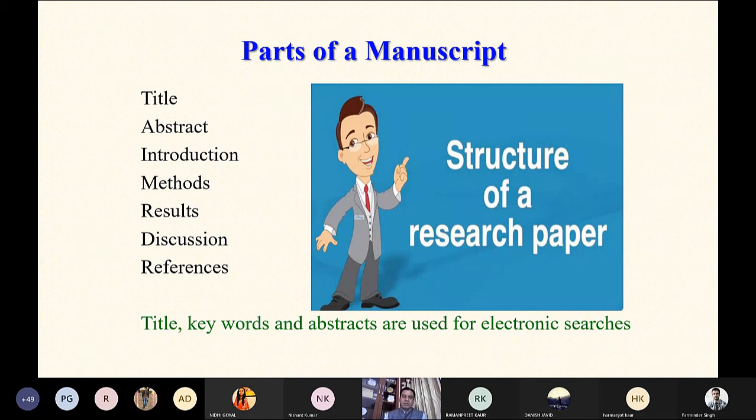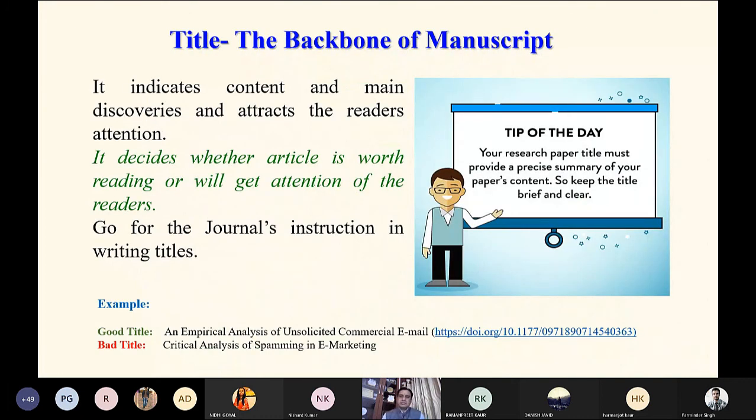All are important, and all of them are going to play an important role in developing the research manuscript. The title is basically the backbone of the manuscript, because normally the first thing you do is read the title. If you feel the title is not interesting, you are not going to read the paper. That's why the title is the backbone of the manuscript.